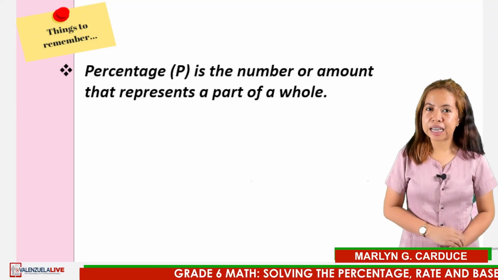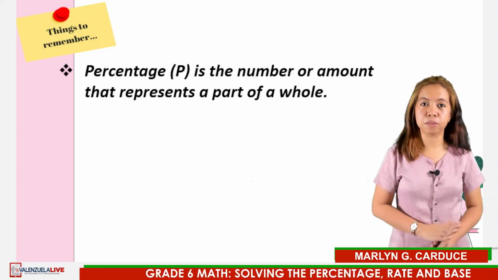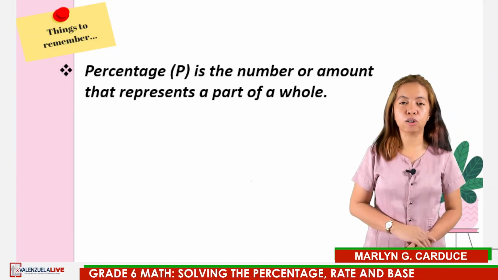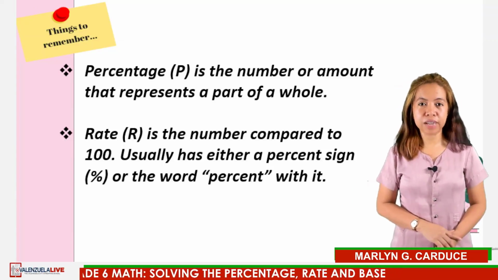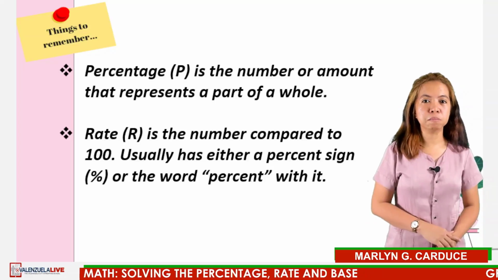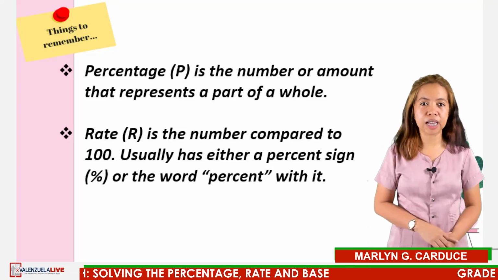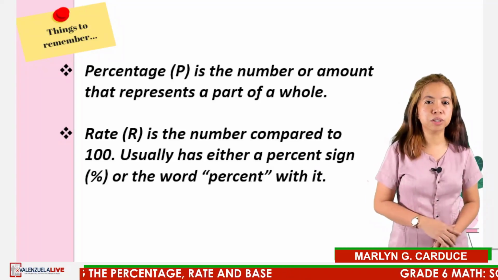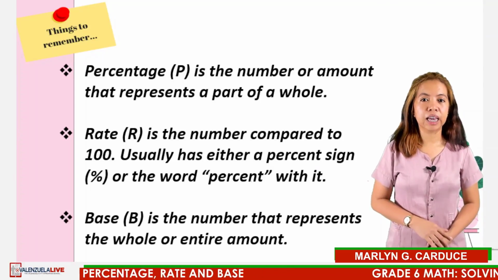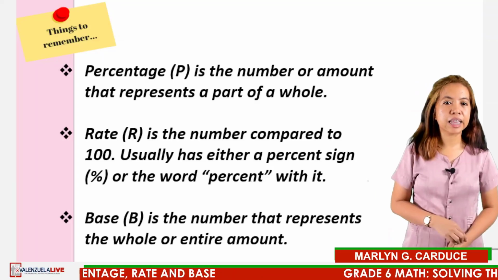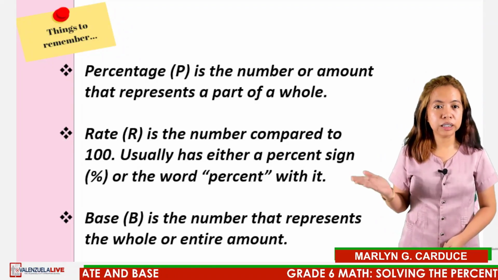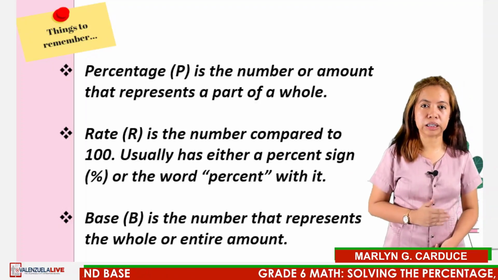Okay, so remember class, percentage or P is a number or amount that represents a part of a whole. And rate is a number compared to 100, and it usually has either a percent sign or the word percent with it. And when we say base, that is the number that represents the whole or the total amount.